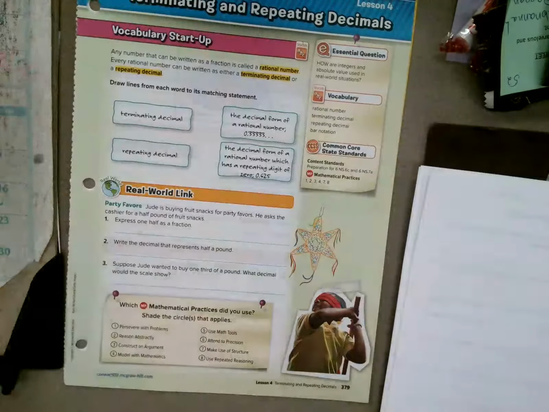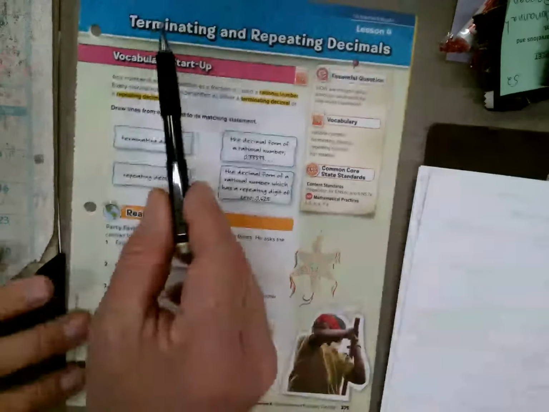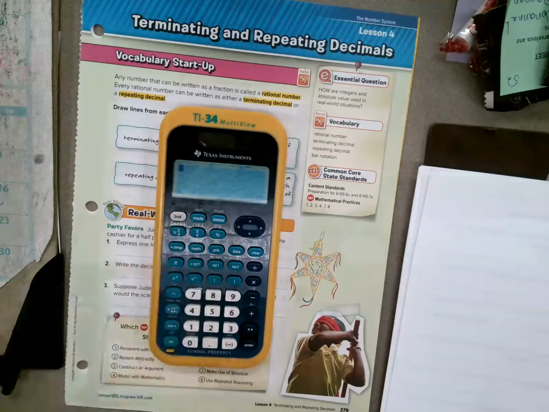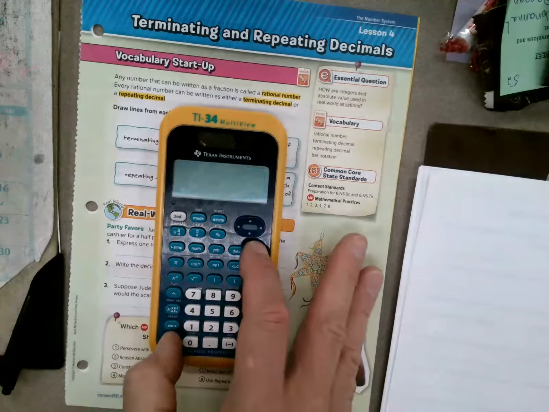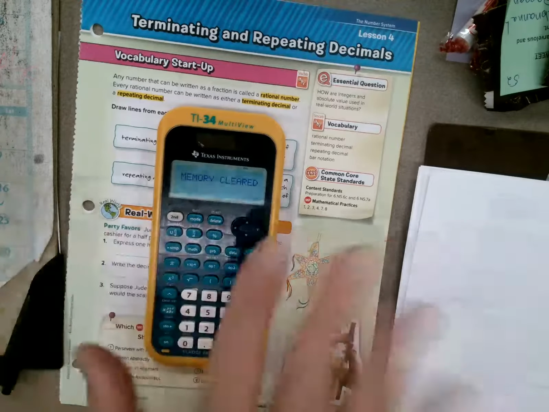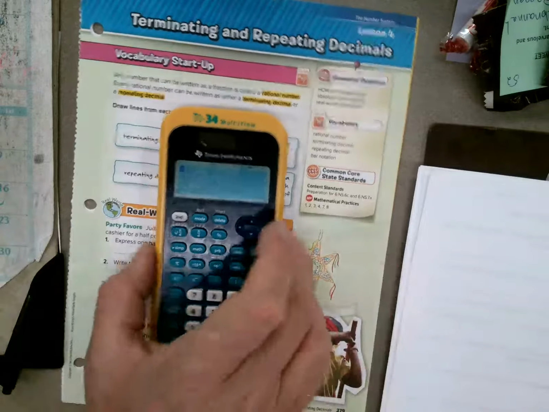We're going to be talking about chapter 5, lesson 4, a thing called terminating and repeating decimals. We're certainly going to need our calculator, so go ahead and turn it on. I'm going to hold the on and the clear button, clear the memory, clean it out, hit clear. We're good to go there.